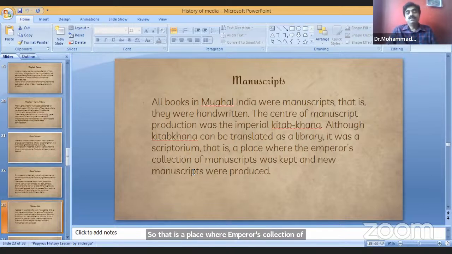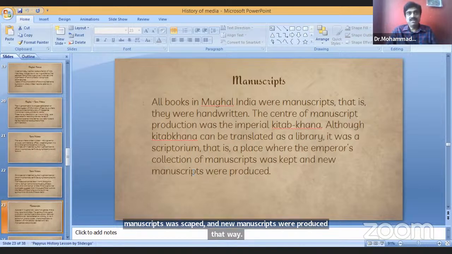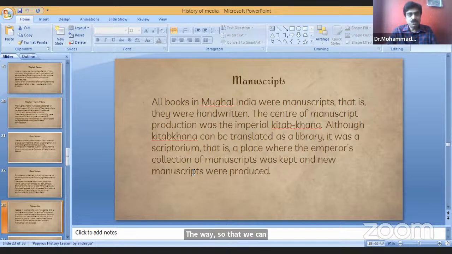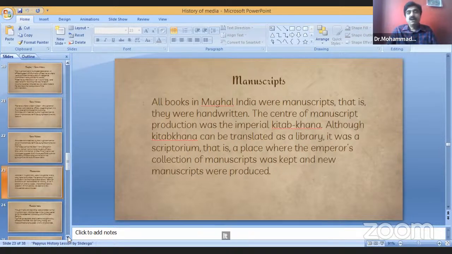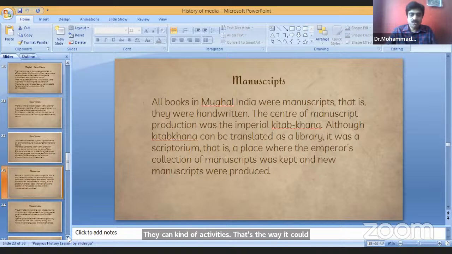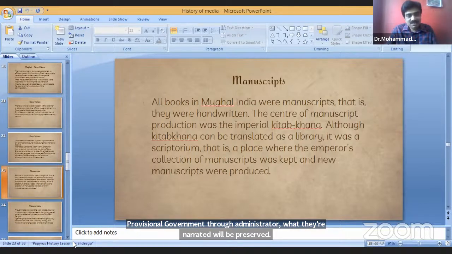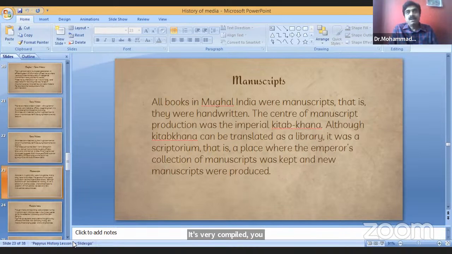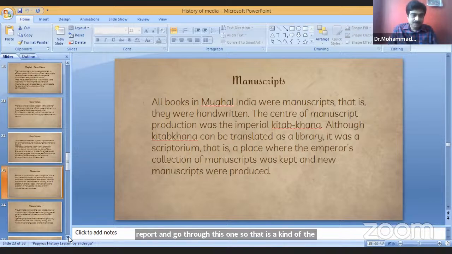So the Kitab Khana was the library where it would be preserved. Whenever required, they would get it, go through the information, make a judgment and take a decision on different aspects and activities. That was the main intention of establishing the Kitab Khana. Whatever information they got from the provincial government through newsletters, what they narrated, would be compiled in the Kitab Khana. Wherever necessary, they would get the file and the report and go through it. That was the importance during this period.